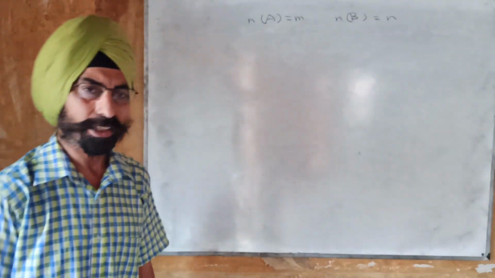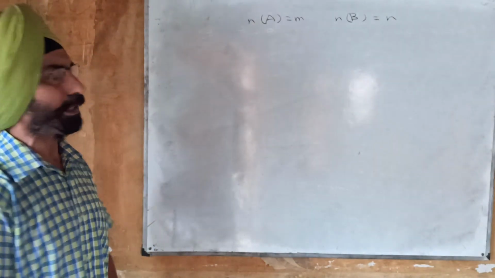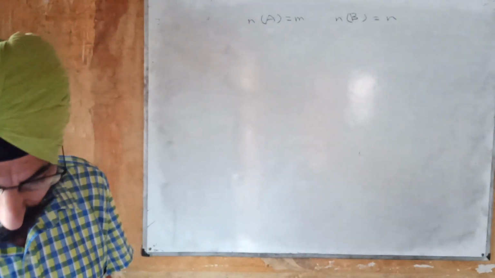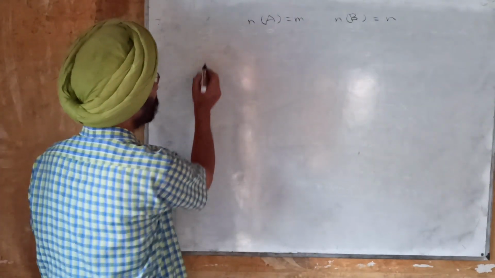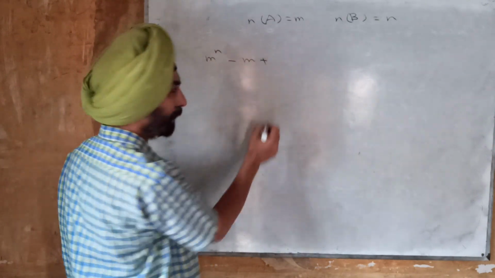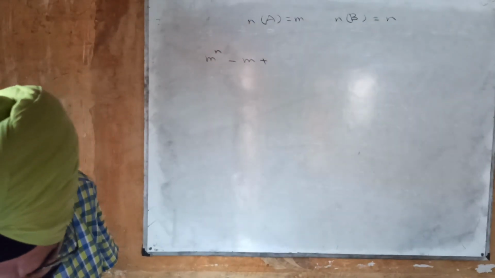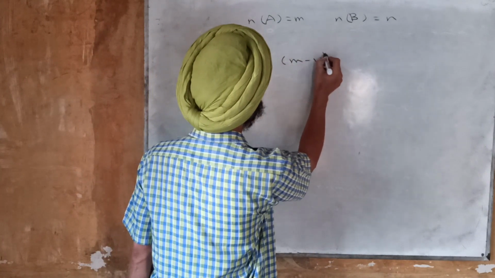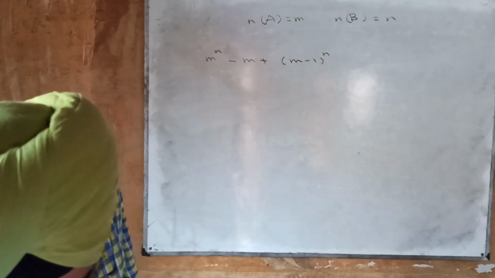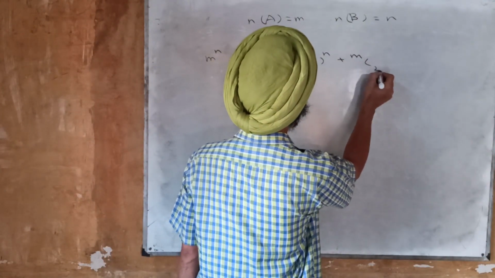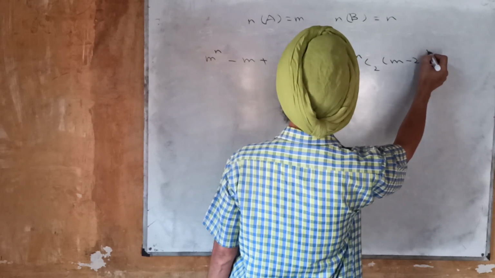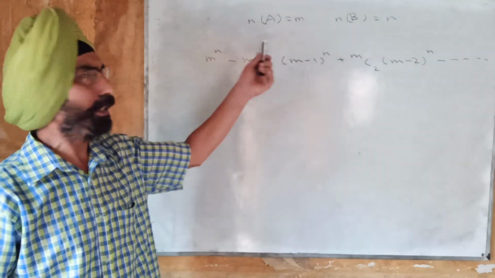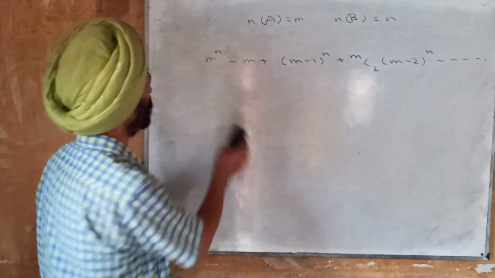And now the third one is how many functions will be there from A to B which are onto. I'm just going to write the formula. I'll not be going into details. It will be n raised to the power m minus nC1 times n minus 1 raised to the power m plus nC2 times n minus 2 raised to the power m and so on. This will be the formula for the number of onto functions from the set A to the set B if m and n are the number of elements in the sets A and B.